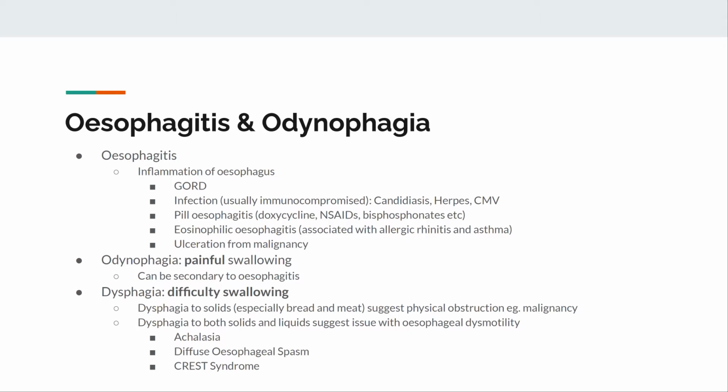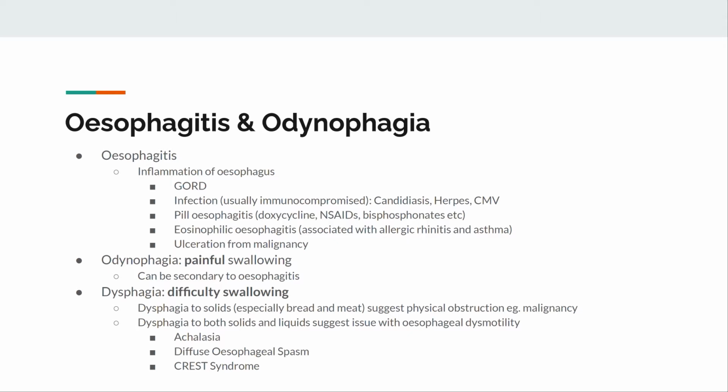So things that can cause that are GORD, so that's reflux esophagitis, and infection, especially if you're immunocompromised with HIV or corticosteroids. You can get esophageal candidiasis, various herpes viruses, and cytomegalovirus, CMV. Pill esophagitis, especially with doxycycline and bisphosphonates. Eosinophilic esophagitis in people with lots of allergic conditions. Or someone could have a cancer that's eroding into the wall of the esophagus, and whenever food passes through that area, it's kind of ulcerated, and so it hurts.